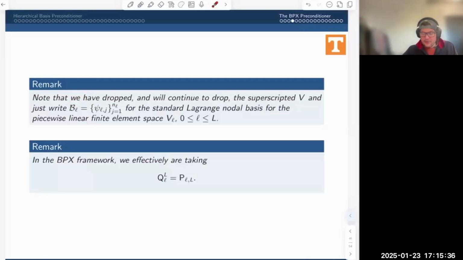Now, in the BPX framework, if you're looking for how it connects to the general theory, well, the Q matrices that we need in order to invoke the theory from the first slide deck, we need to be able to identify what those Q matrices are. Now we have identification for them. They're just these multi-level prolongation matrices that we introduced from chapter 8.